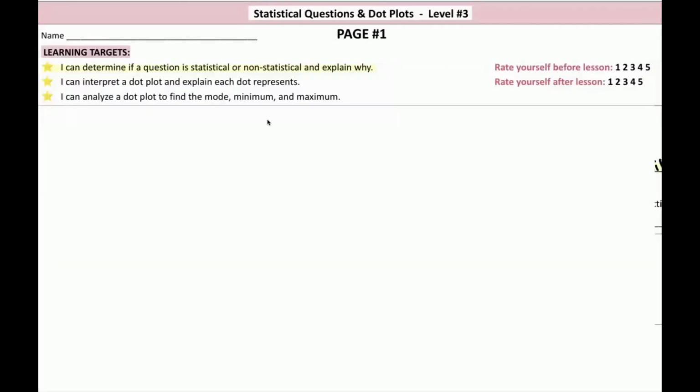Before we finish off our notes, I want to just go back to our learning targets. Our first learning target was determining if a question is statistical or non-statistical, and we just practiced that. Now we're going to move on to practice our next learning targets, interpreting and explaining dot plots and analyzing dot plots to find mode, minimum, and maximum. So let's finish up our notes.